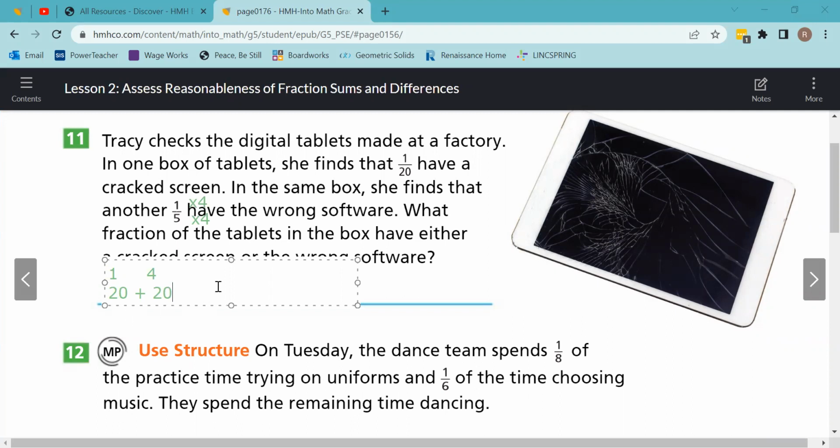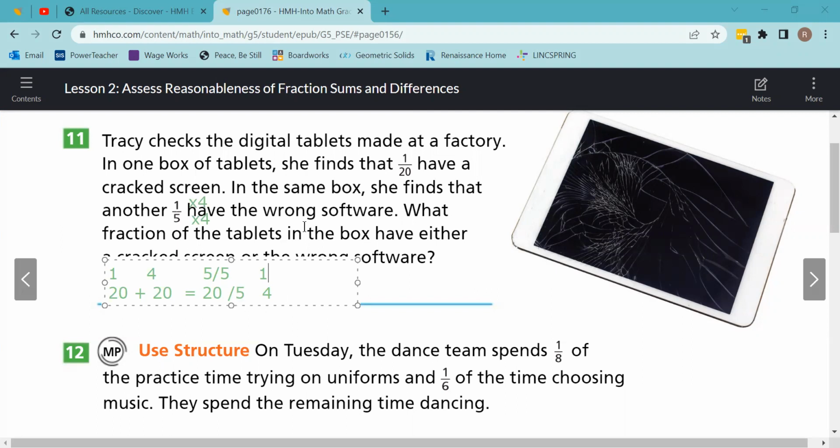Your fractions will look so much better than mine. This ends up equaling 5/20. And you can see that they're both divisible by 5, so divide that by 5. You end up with 4. Divide your numerator by 5, and you end up with 1. So 1/4 of everything has either the wrong software or cracked screens. That's a bummer.